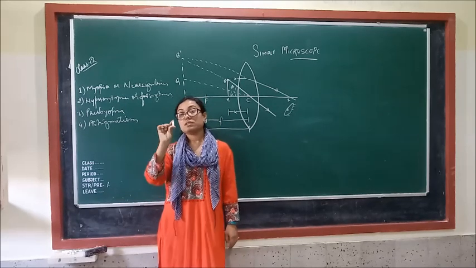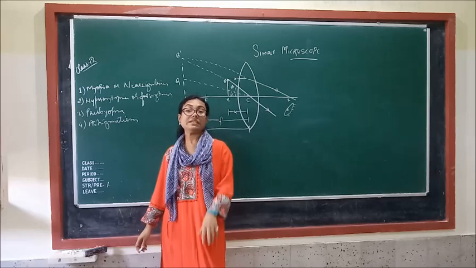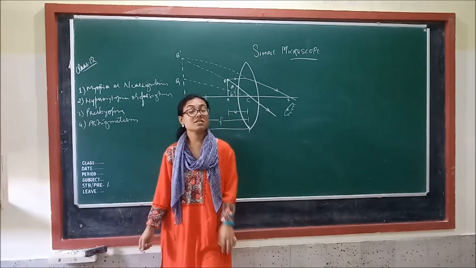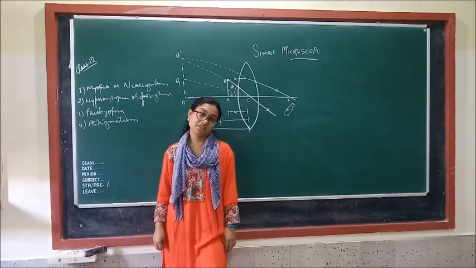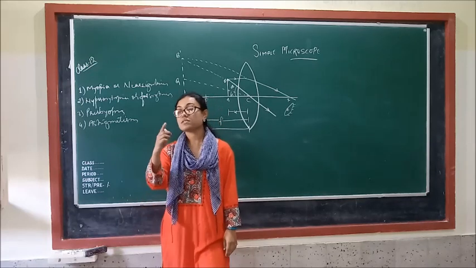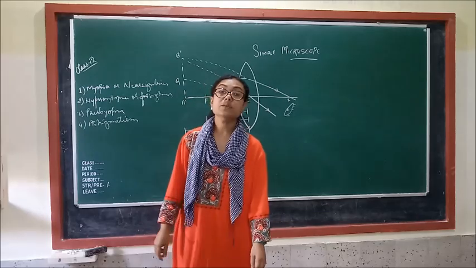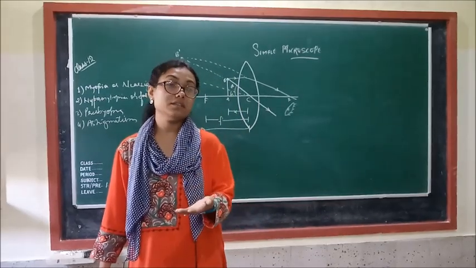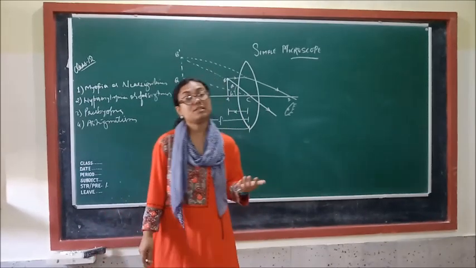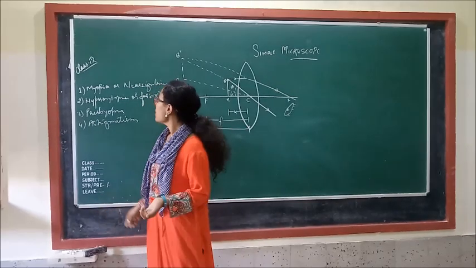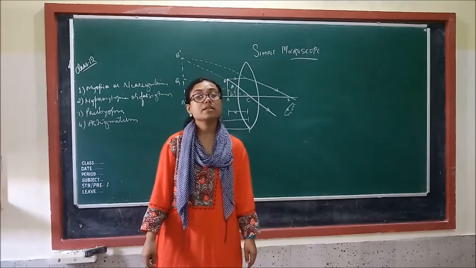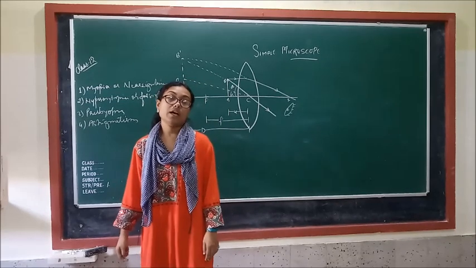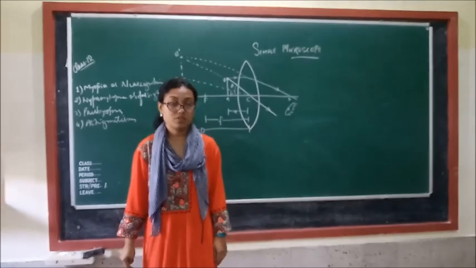The calculated minimum distance for observing an object is 25 centimeter. So least distance of distinct vision is always 25 centimeter, not farther than 25 cm, but less than 25 cm. It's a myopia. In myopia, a person can see near objects and cannot see far objects.